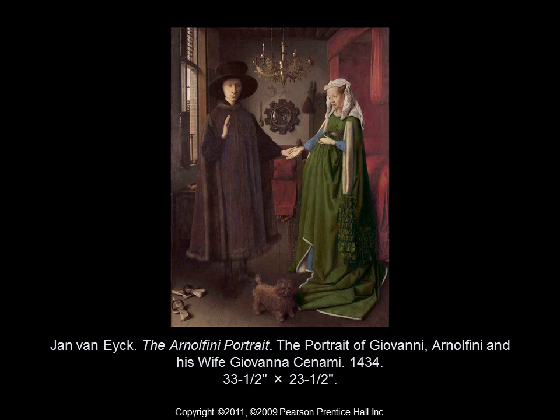The dog is a symbol of marital fidelity. The bride holding up her skirt is symbolic of someone's willingness to bear children, and green is also symbolic of fertility. Although it's not very obvious, Van Eyck also painted a tiny portrait of himself in the mirror on the far back wall.